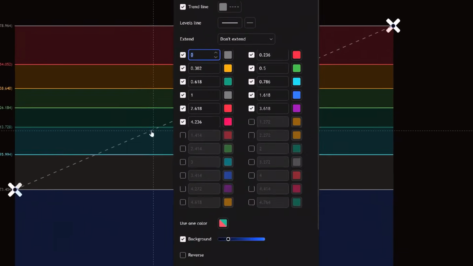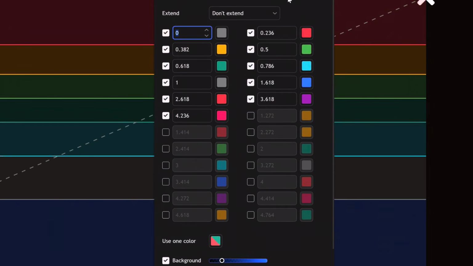But once you apply it, you'll notice all the default levels appear again. And that's where the problem starts. You're right back into the clutter. The professional approach is simple. Remove the noise. Most of these levels don't help you. They just create hesitation and overtrading.